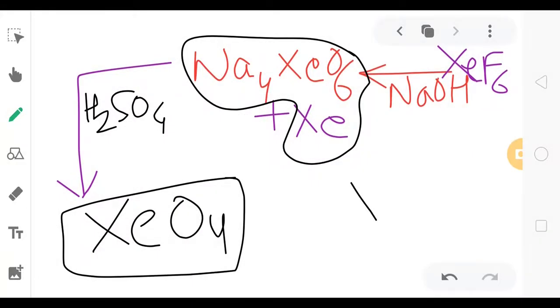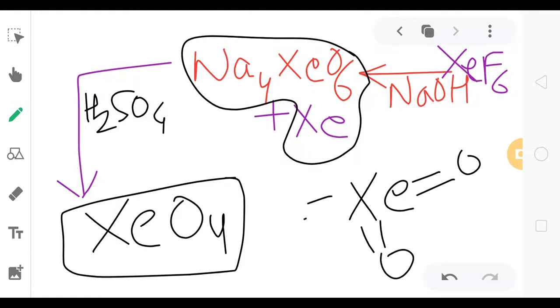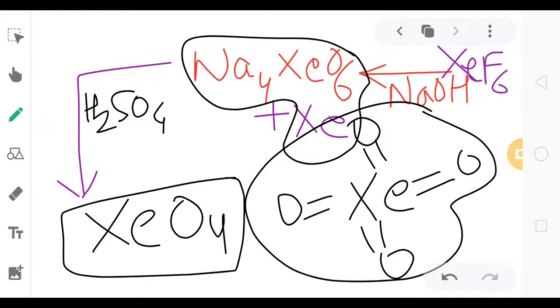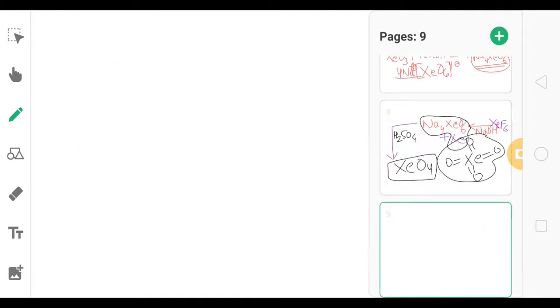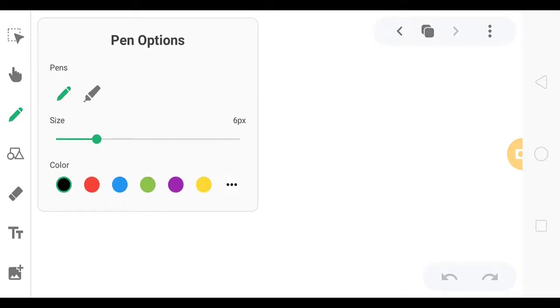This is the structure, xenon tetraoxide. 4 double bonded O are bonded with the xenon, as shown to you. Am I clear or not? I hope I am now clear to you. Okay.